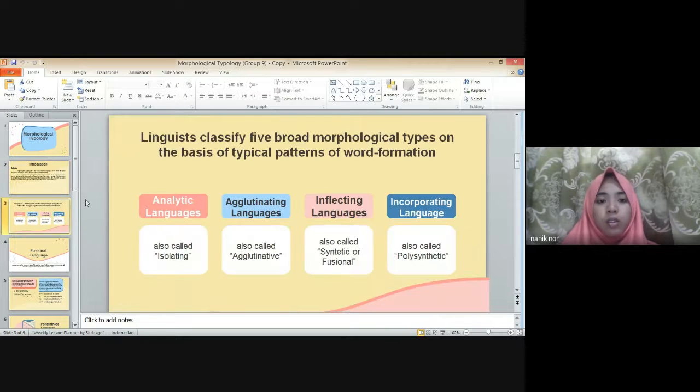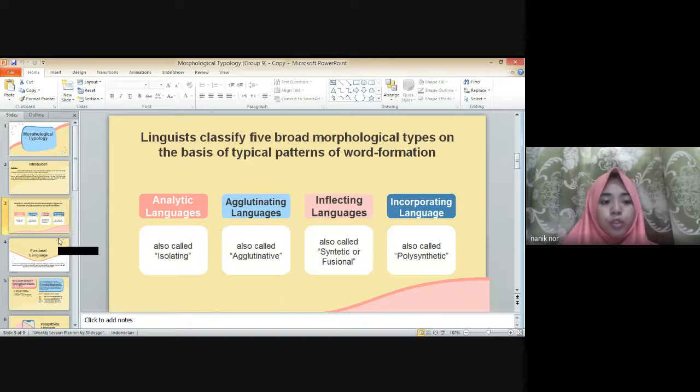Here are the subtypes. The first, analytic languages, also called isolating. Second, agglutinating languages, also called agglutinative. Then the third, inflecting languages, also called synthetic or fusional, and the last, incorporating languages, also called polysynthetic. And now I would like to explain two of them. Those are inflecting or fusional language, and incorporating or polysynthetic language.